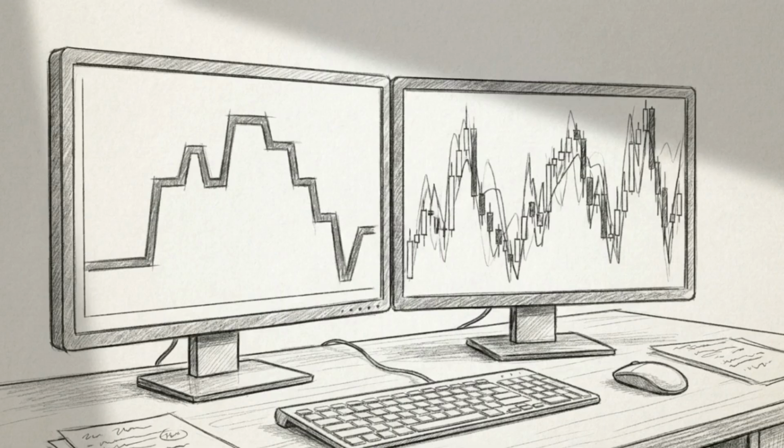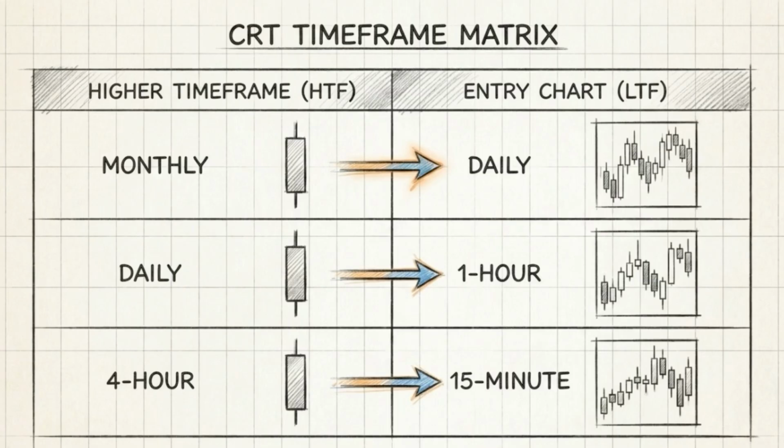Step 1 is defining your timeframes. If you use mismatched charts, the range signals will be inconsistent and unreliable. This chart shows the required pairings. A monthly higher timeframe pairs with a daily entry chart. A daily timeframe pairs with the 1 hour, and a 4-hour pairs with the 15-minute.